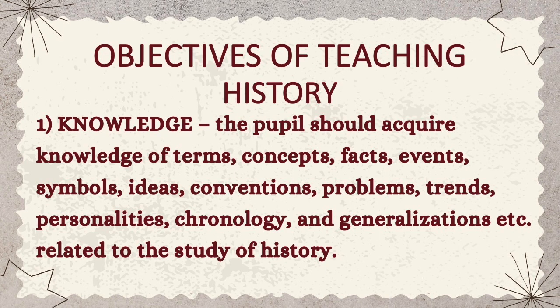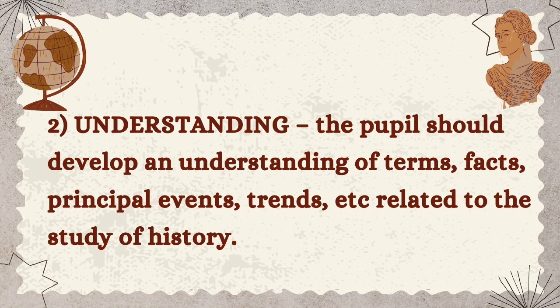Let's move on to the objectives, need and importance of teaching history. Based on knowledge, the pupil should acquire knowledge of terms, concepts, facts, events, symbols, ideas, conventions, problems, trends, personalities, chronology and generalizations, etc. related to the study of history. According to understanding, the pupil should develop an understanding of terms, facts, principal events, trends, etc. related to the study of history.